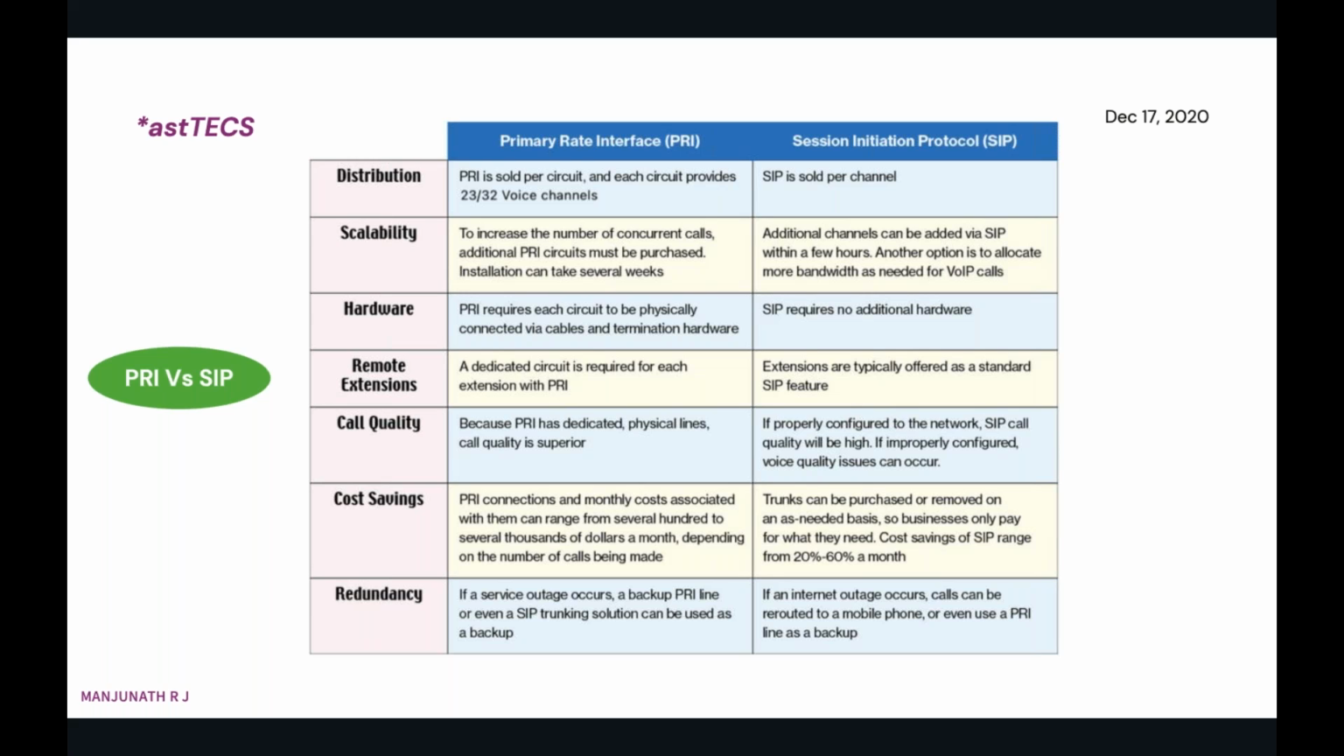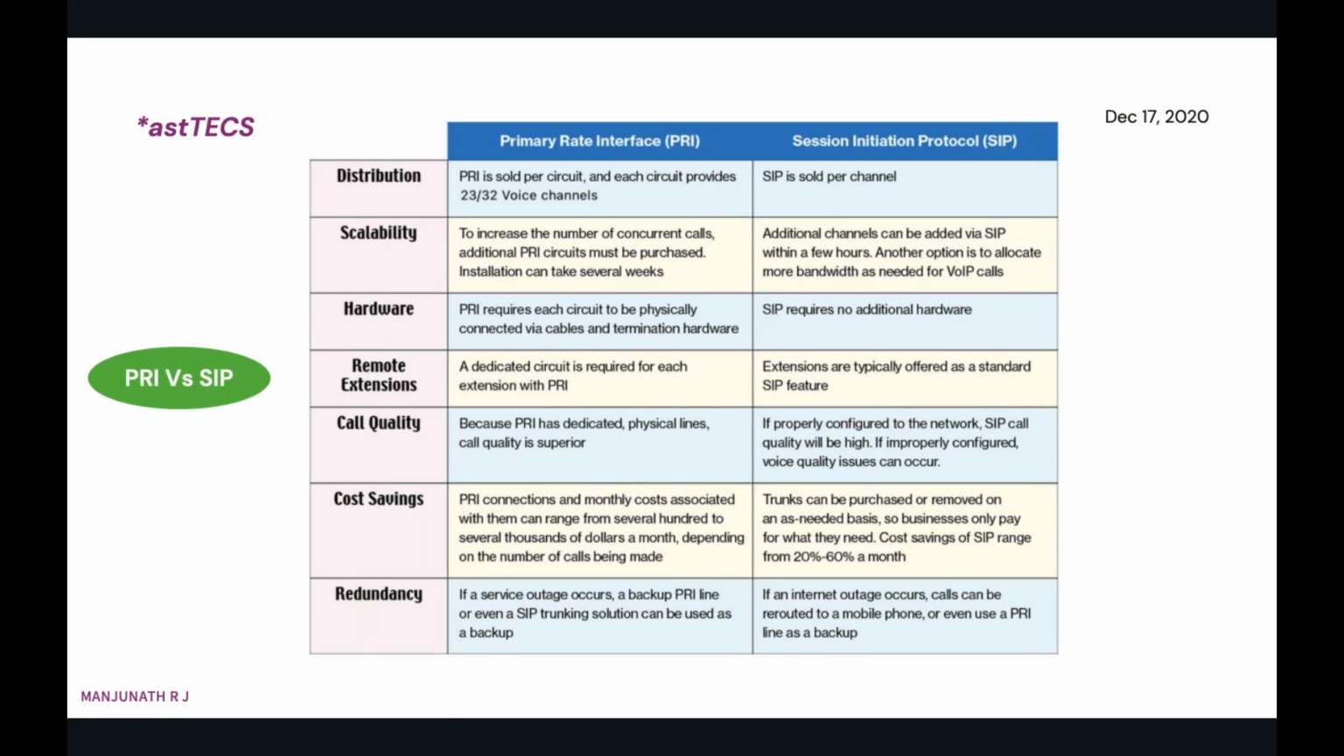Normally what we have is T1 here. There are T1 channels also available, but not in India. There are many other places where it normally comes as a T1, but SIP will be sold on a per channel basis. There is no limitation of the channel. There's no dedicated line. One line carries multiple things.